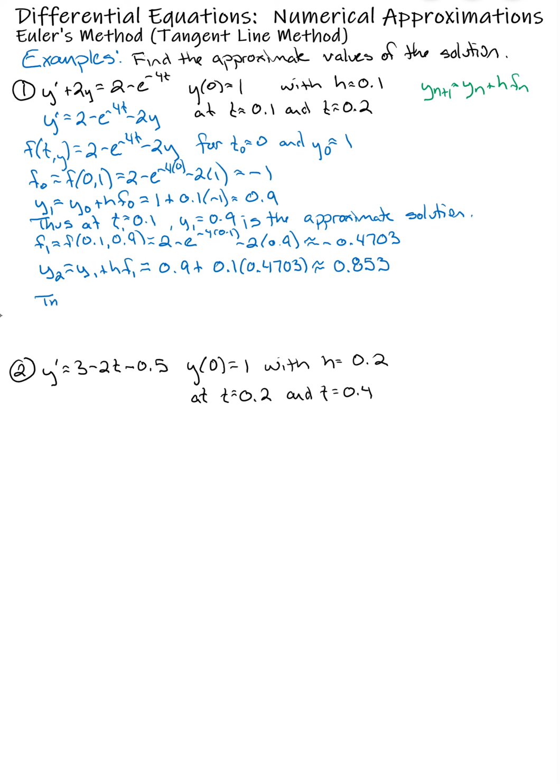Thus, at our t2 value, which is now 2/10. Again, remember t1 is 1/10. My step is 1/10. Put those together and that gets me to t2, which is now 2/10. The y2 value that we've approximated is 853 thousandths. This is the approximate solution.